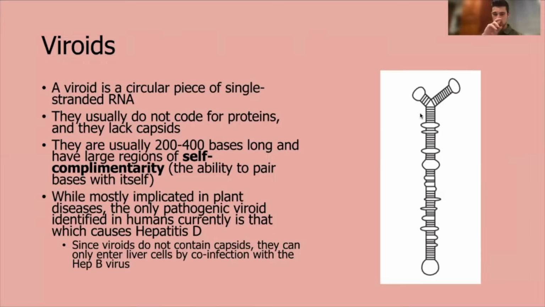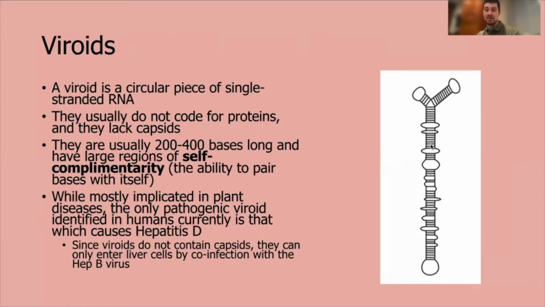They're usually 200 to 400 bases long, and they have large regions of self-complementarity, which is the ability to pair bases with itself, and that's exactly what it does. Any of these circular white regions are not paired, but anytime you see these horizontal bars, this horizontal banding, those are areas of self-complementarity where these bases are attaching to themselves on the same single-stranded RNA. This provides a little more stability for the viroid, because remember, RNAs are very sticky. They're single-stranded and they have very sticky ends.